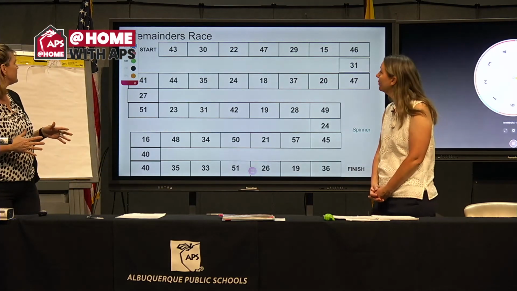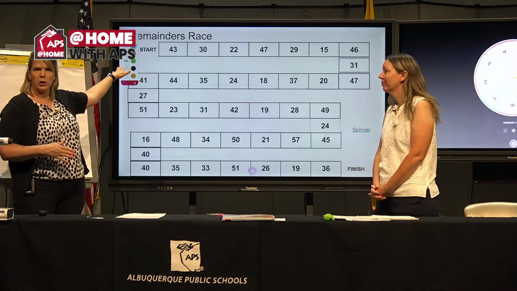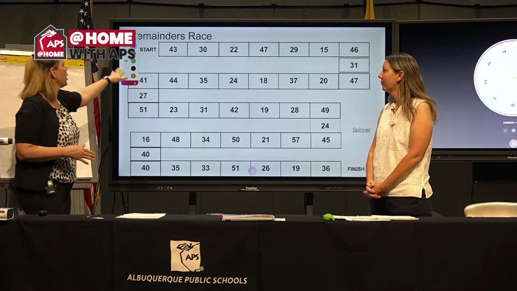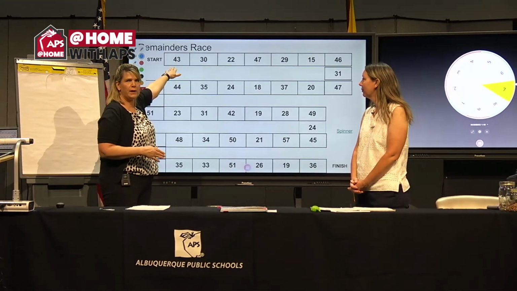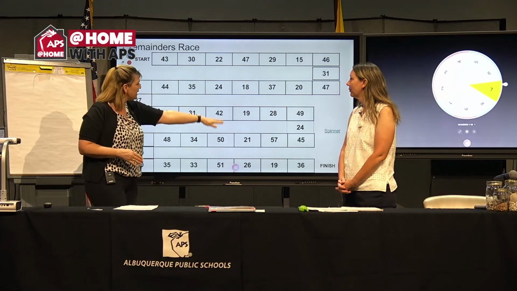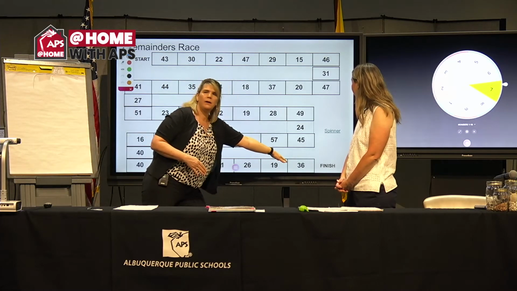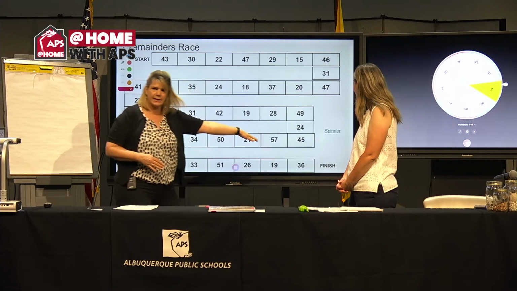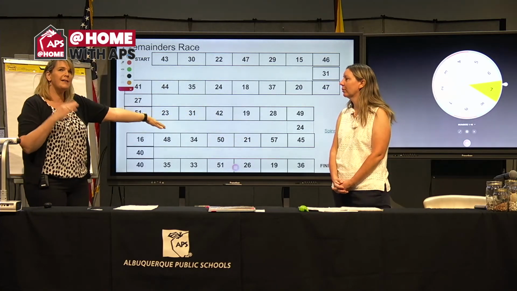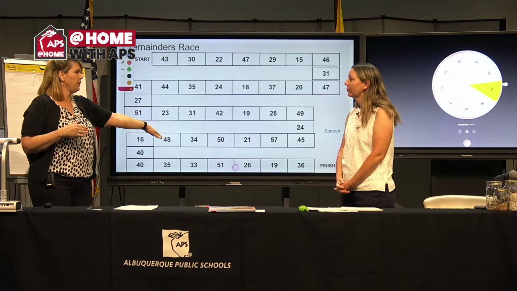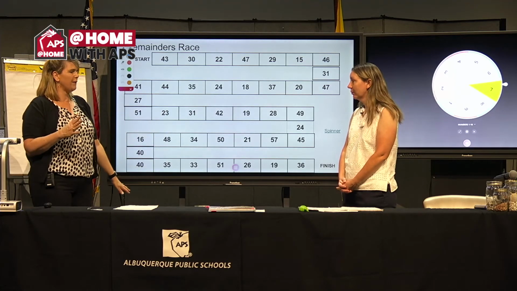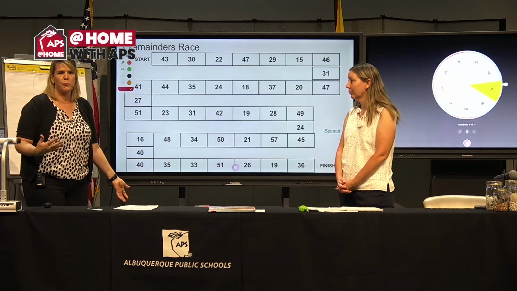So let me explain how this game works. Do you see the start? We have to start at 43, and we have to get all the way down to the finish line, which is at 36. The first one of us who can get to that finish line is going to be the winner, okay? But let me explain what we have to do and why this is called Remainders Race.